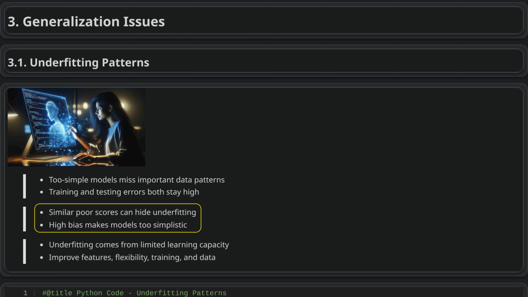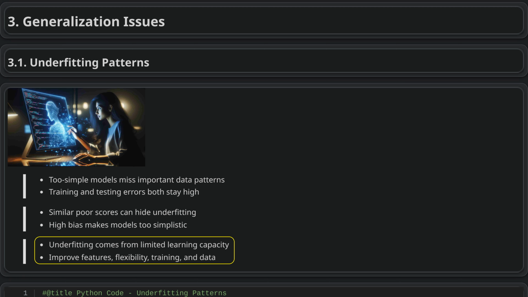Underfitting occurs when a model performs poorly on both training and testing data, even if the gap between them is small. This can look like good generalization, but it really means the model has not learned enough to solve the problem. For example, a medical risk model based only on age may be consistent across datasets, but still not clinically useful. This is a sign of high bias, where the model is too simple for the task.